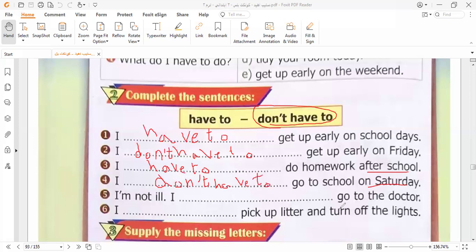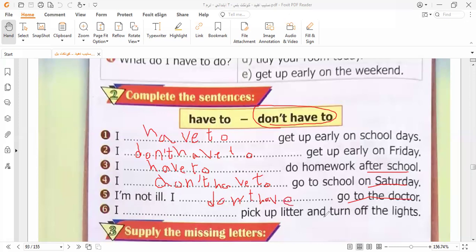I'm not ill. I'm not ill, so I don't have to go to the doctor. There is no need to go to the doctor because I'm not ill. I go to the doctor if I'm sick. If I'm not sick, I don't go to the doctor.